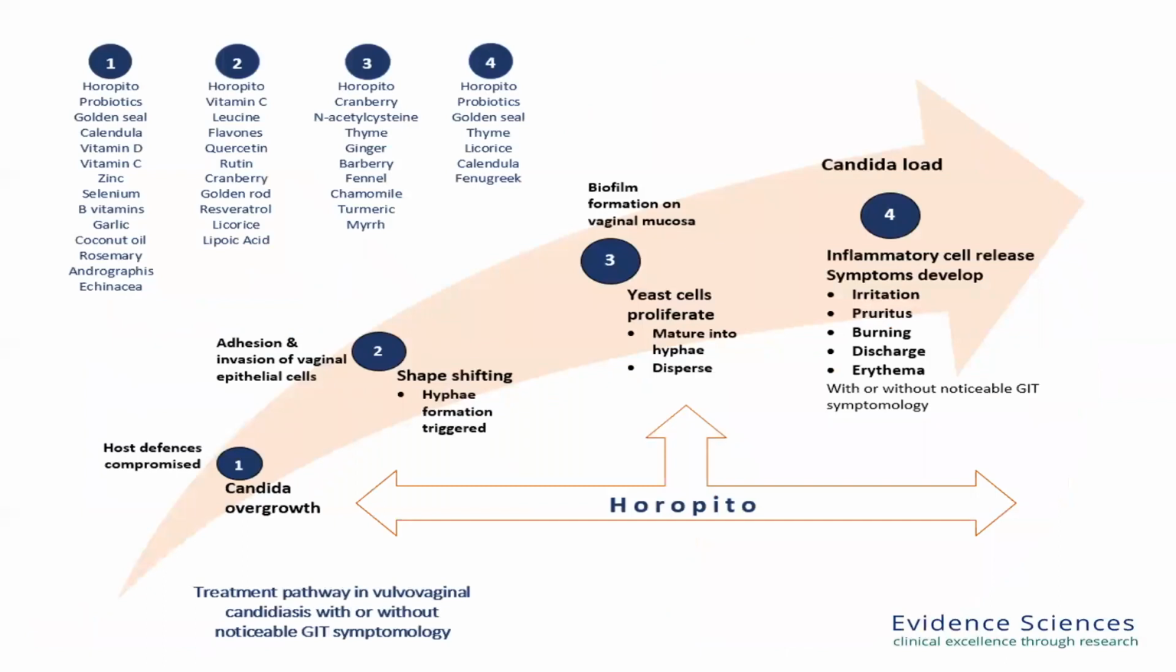Now, as I mentioned earlier, Candida goes through a range of stages to promote infection, and I talked about these four points a little while ago. If someone's defenses are compromised in some way, it will start to grow. It will shapeshift, adhere to vaginal surfaces and potentially create biofilms. And this all leads to the Candida load and the onset of those symptoms.